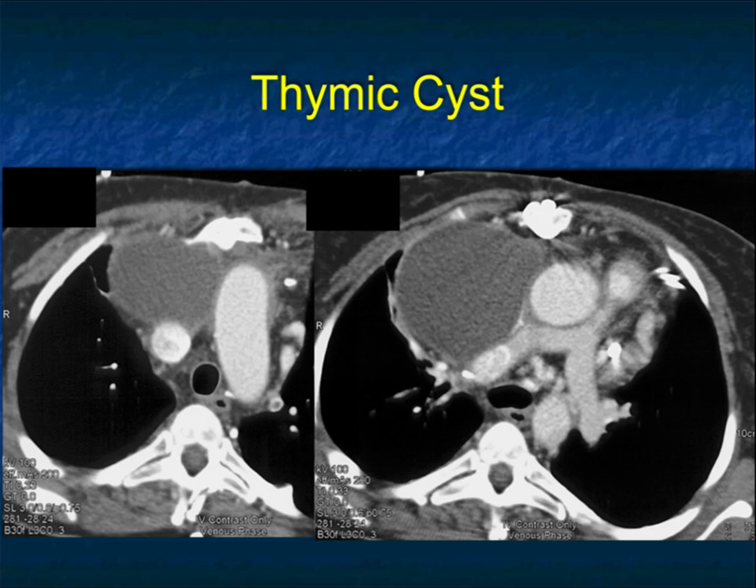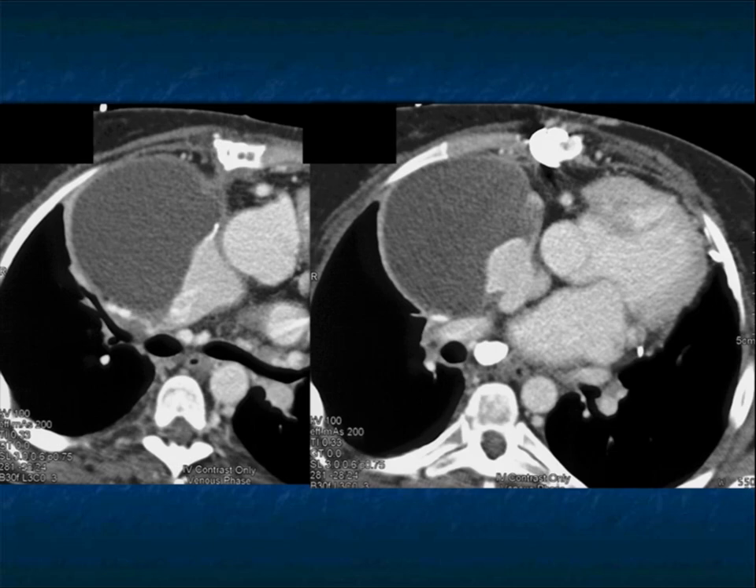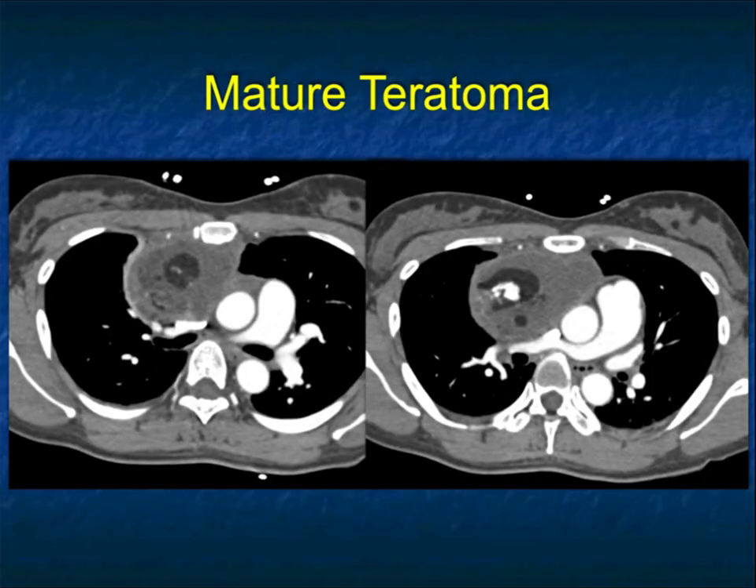Now, other thymic lesions. This could easily be a thymoma, but sometimes you'll see thymic cysts, often very large, often in younger patients. I will admit in an older patient like this, it's hard to distinguish a thymic cyst from a cystic thymoma, and biopsy is going to be the typical way of making the diagnosis.